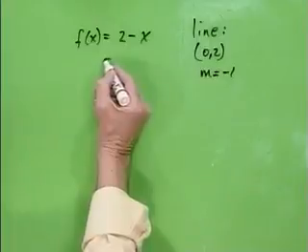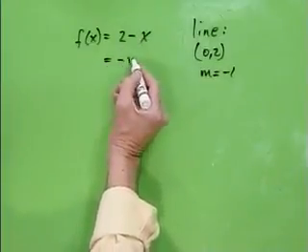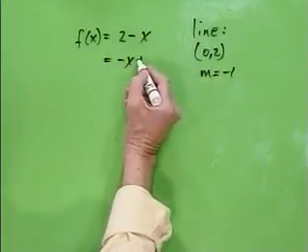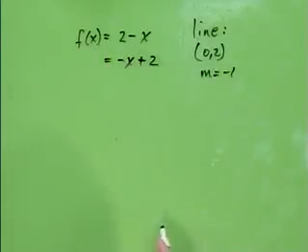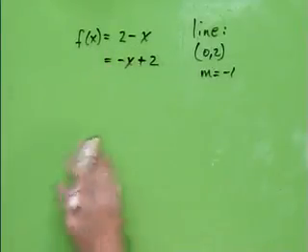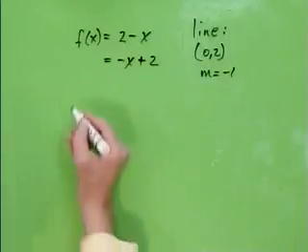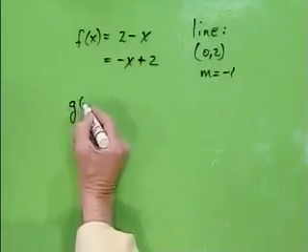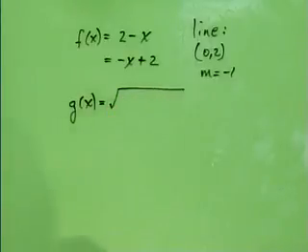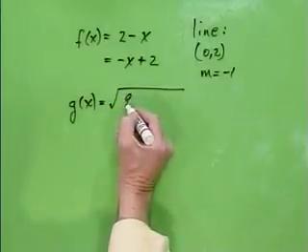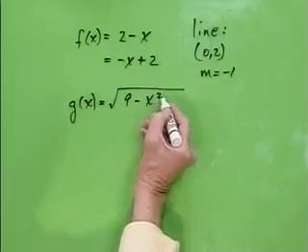It may look a little foreign because I have these written out of order. I could turn it around and say negative x plus 2. So when we see this equation, we know it's a straight line graph, and we know exactly how to graph it. What if I change the equation to this? Suppose I say, I'll call this one g of x, and this is the square root of 9 minus x squared.